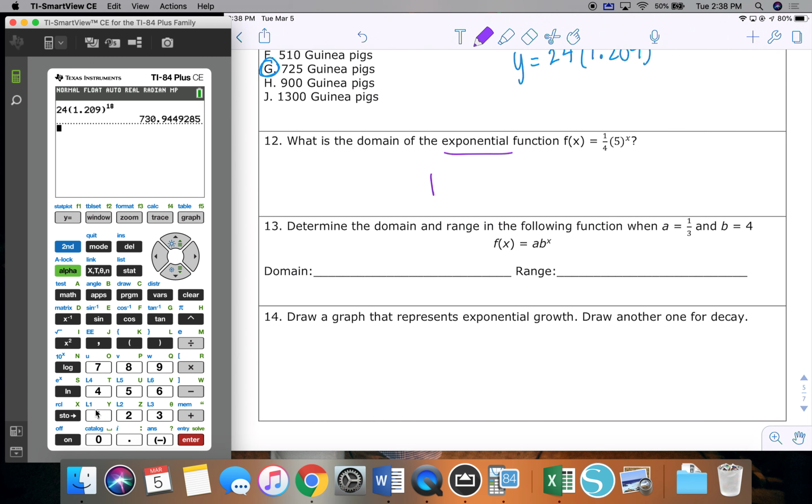Domain of an exponential function is always all reals. Remember, you could see it either way on the test. Both of these show up, but this one actually shows up the most. Determine the domain and range of the following. Domain is always all reals.